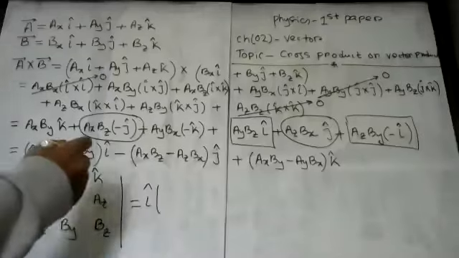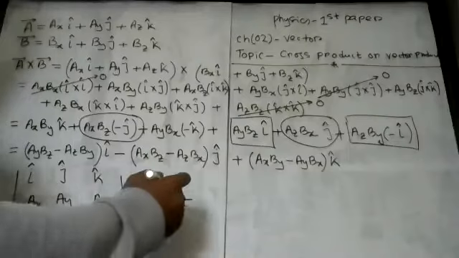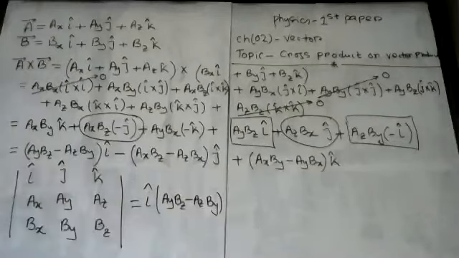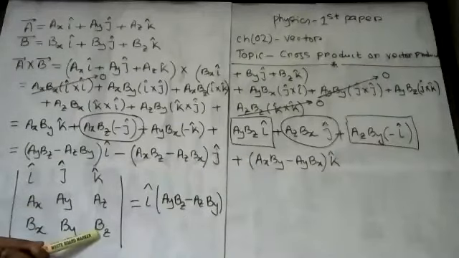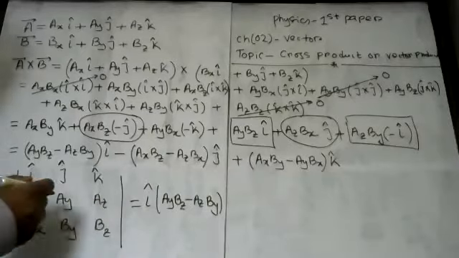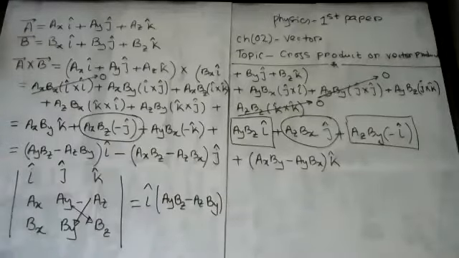So it is ay bz minus az by. The process is to multiply ay with bz, and then with a minus sign, az with by. So these two multiply in this direction and these two multiply in this direction, with a negative sign. This is when you consider i hat. Now, is the first portion clear to you?